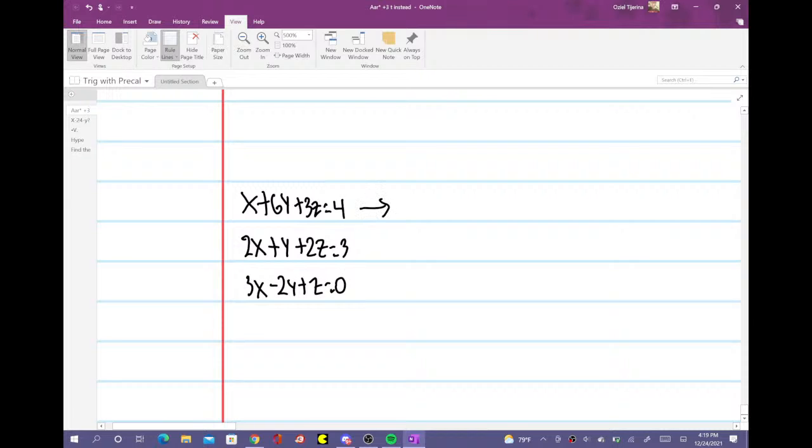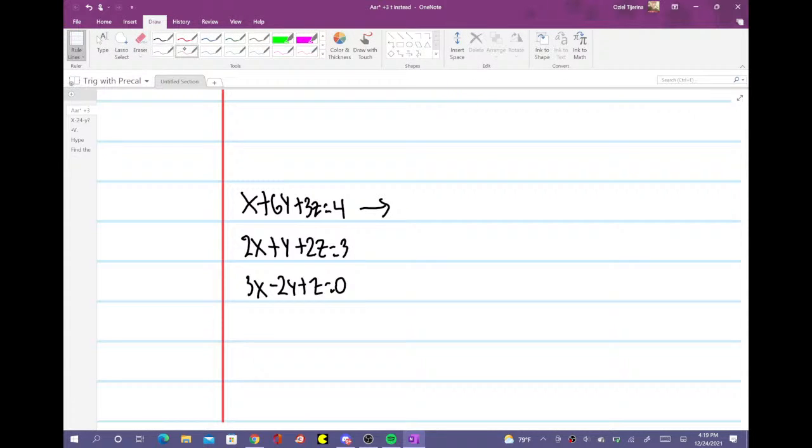So the first one that we have, we're going to do it for negative 2, right? I'm going to try to do this one with elimination. So I'm going to eliminate x, okay? So we're going to grab x plus 6y plus 3z equals 4, and also 2x plus y plus 2z equals 3. So then we're going to go ahead and just eliminate.